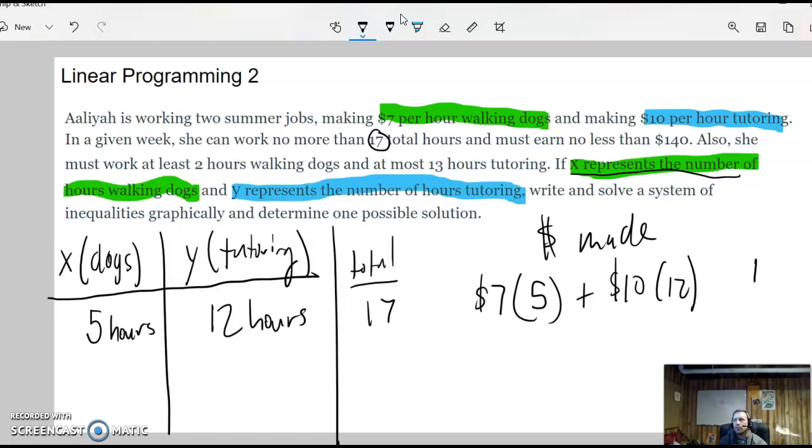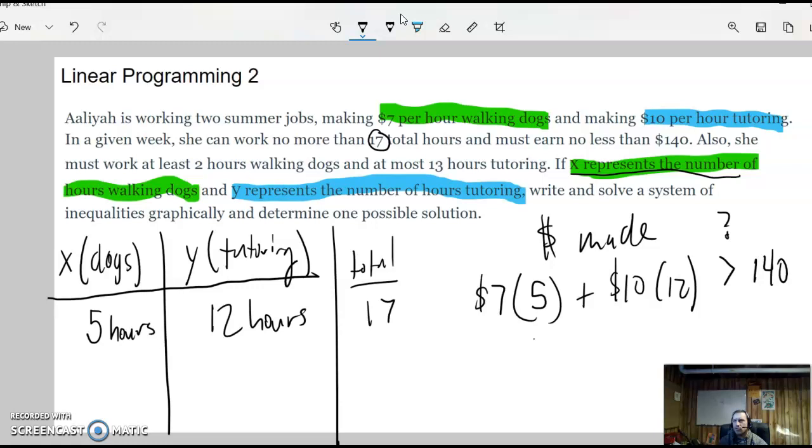I want that to be no less than 140. No less than 140. So let's see: do I want this to be bigger than 140, or 140 to be less than what I'm making? Well, I want my money to be more than 140, so I put this sign this way. I want this to be bigger than 140. Let's see if it works. And I'm going to put a little question mark here because we don't know if that's true yet or not.